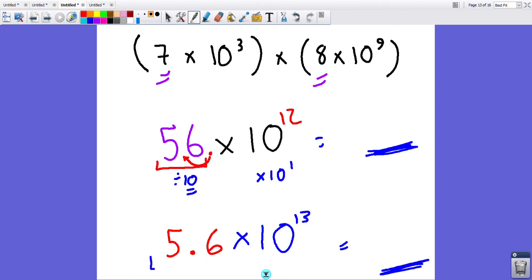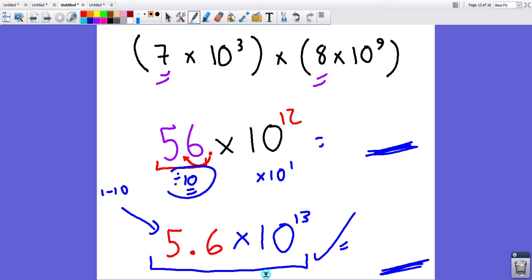And now this thing here, that's all good, it's in standard form, because this thing here is between 1 and 10. So just to emphasize the point here, we divided this number by 10, and to make it fair, we then multiplied this number by 10 to make it all in standard form.